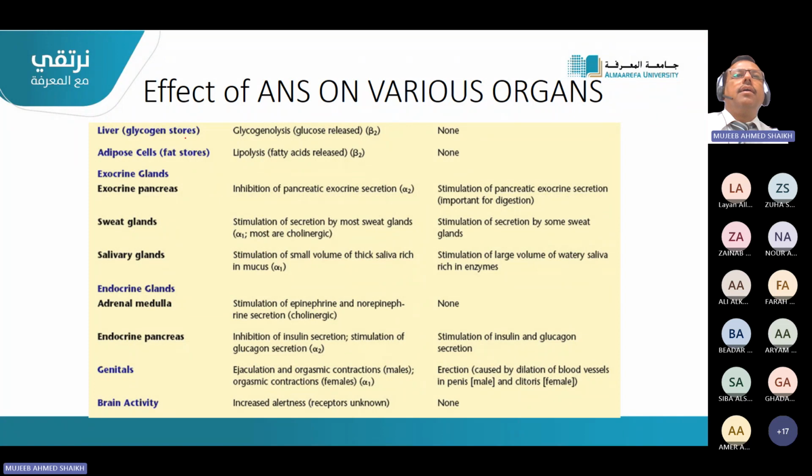What is happening in the liver? Because of the sympathetic stimulation, glycogenolysis; no effect by parasympathetic. Adipose tissue: lipolysis, no effect by the parasympathetic. Pancreas: inhibition of the pancreatic exocrine secretion by sympathetic, because it's inhibitory, as we have seen in the previous slide. And stimulation of the pancreatic exocrine secretion by the parasympathetic to increase the digestion.